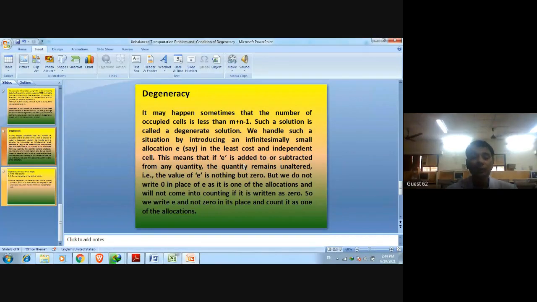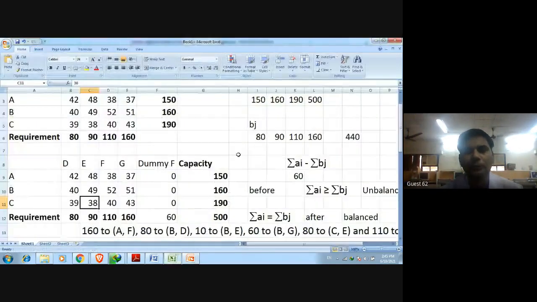This means that if E is added to or subtracted from any quantity, the quantity remains unaltered. That is, the value of E is nothing but 0. But we do not write 0 in the place of E, as it is one of the allocations. Remember this. It will not come into counting if it is written as 0. So we write E and not 0 in its place and count it as one of the allocations.